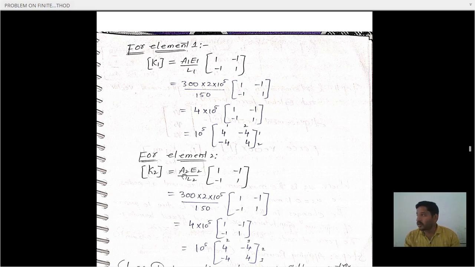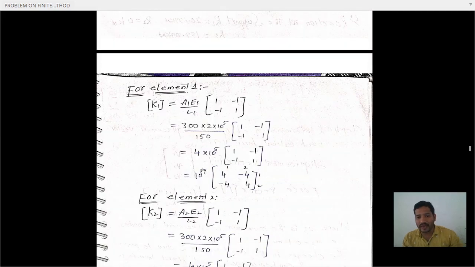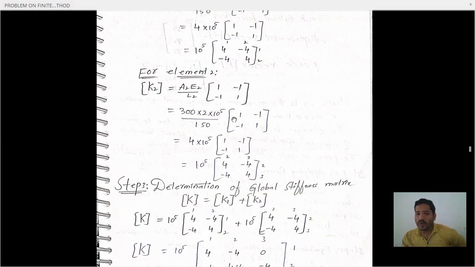So the area of the second element should remain the same, 300. The modulus of elasticity of material 2 also remains the same, 2 into 10 power of 5. And the length of the second element is again 150. Dividing the value, it will become 4 into 10 power of 5, with the matrix 1 minus 1, minus 1 1.